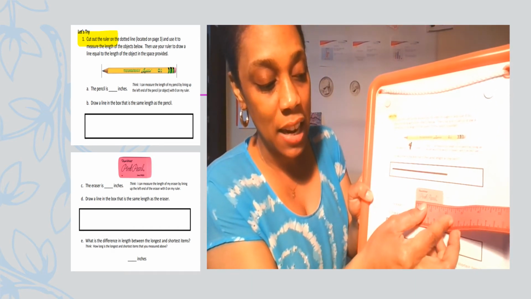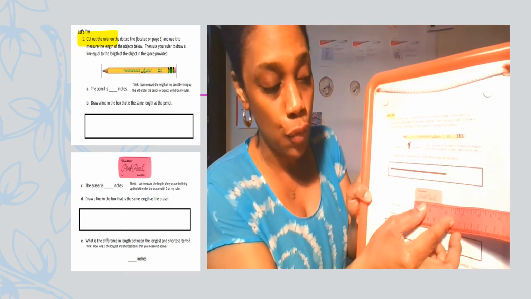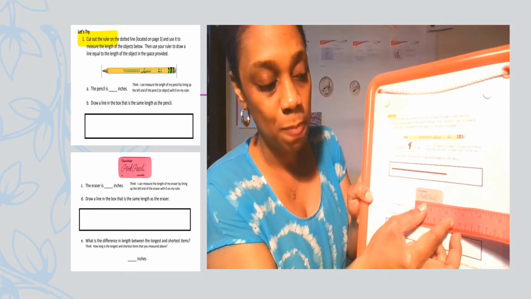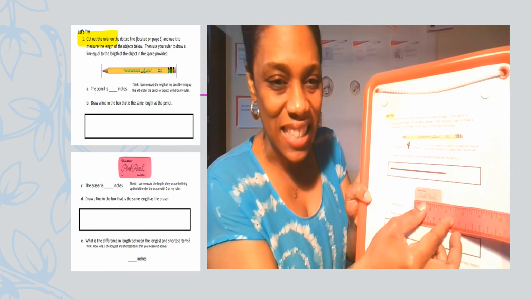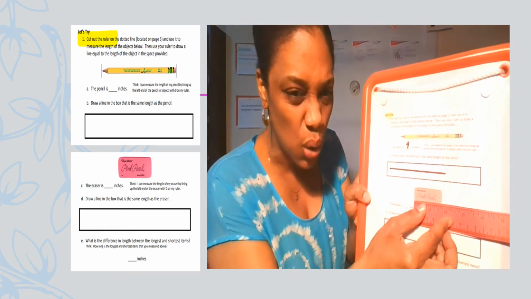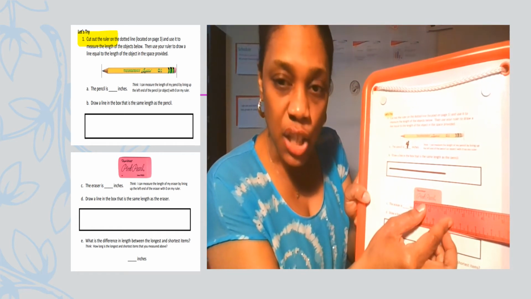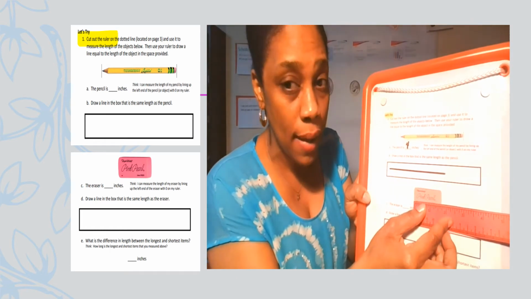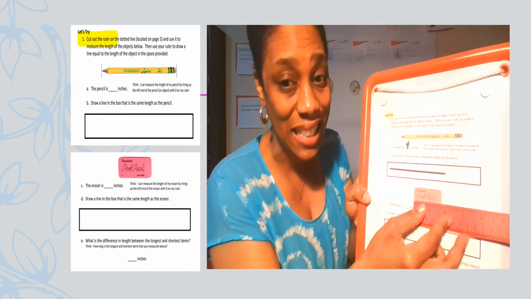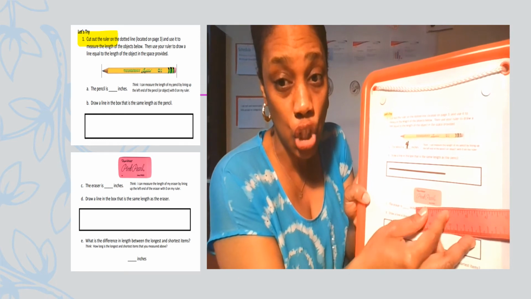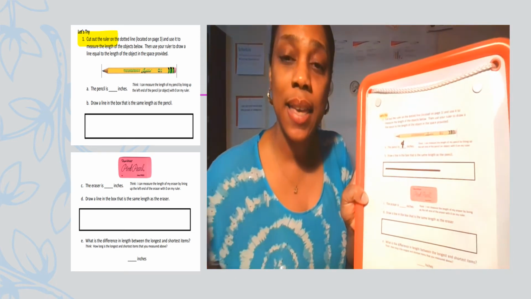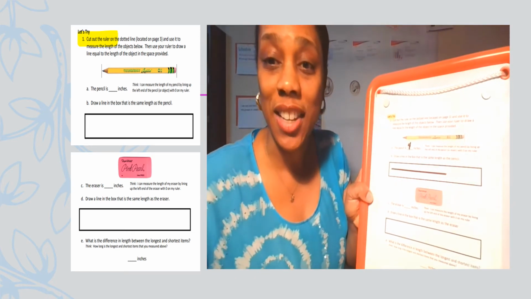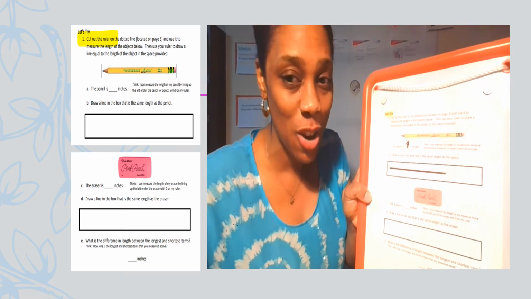I have to line up 0, the start of the ruler, with the start of the object. Well, here I see it's a little under 2 inches. So therefore, I'm going to round it to the nearest inch, which is 2. It's closest to 2. So my eraser is 2 inches long. Write that on your recording sheet.